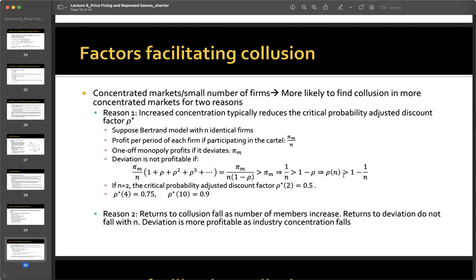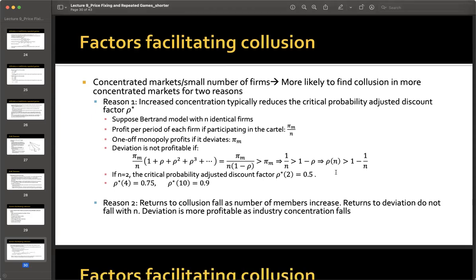Okay. So what this is saying is that when n is high, then that means rho has to be higher than 1 minus 1 over a very large number, or 1 minus something very small. So that means rho star of n becomes higher, right? Rho star of n becomes higher, the higher the n is, because this 1 over n becomes small. So that rho star of n moves toward, becomes closer to 1. Okay. And as we said, when rho star rises, if it becomes closer to 1, it's more difficult to maintain collusion. Okay. Because the critical value has to be greater than that.